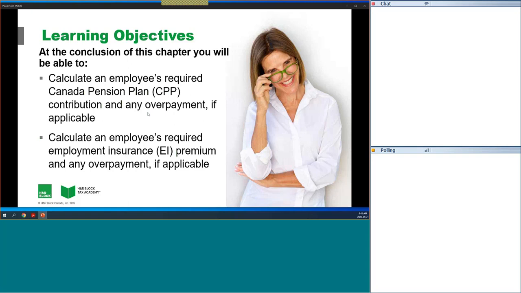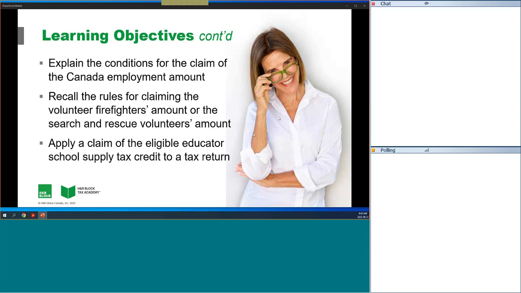If you have done tax returns before and you know all about this, a whole bunch of things just changed with that last refundable credit. So even if you used to know it, the rules are different now. All right, we're going to make sure we can do some calculating of the CPP contributions as well as any overpayments or underpayments, but the overpayments are the ones we care the most about for both CPP and EI. We're going to talk about how you get the Canada Employment Amount credit. We're going to talk about how you get the Volunteer Firefighters or Search and Rescue Amount credit, what you need to do to get it, and how to put it on the return. And we're going to talk about how you can get the tax credit for eligible educator school supplies.